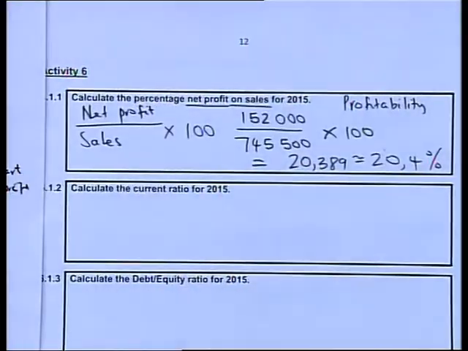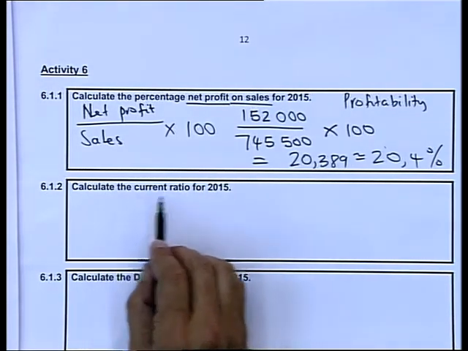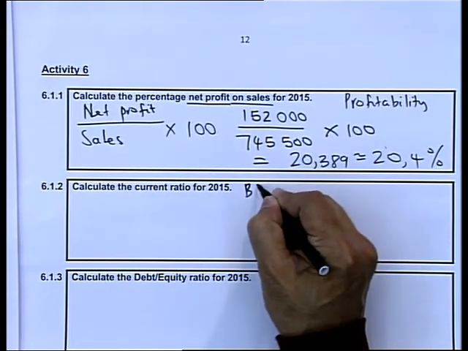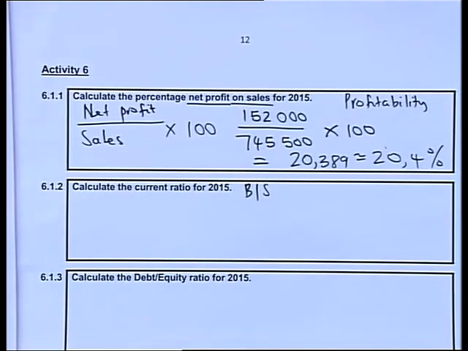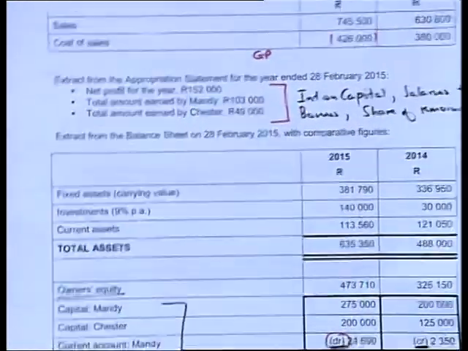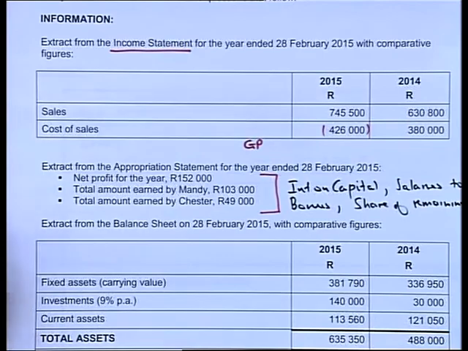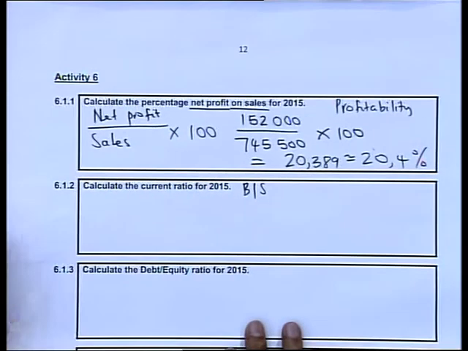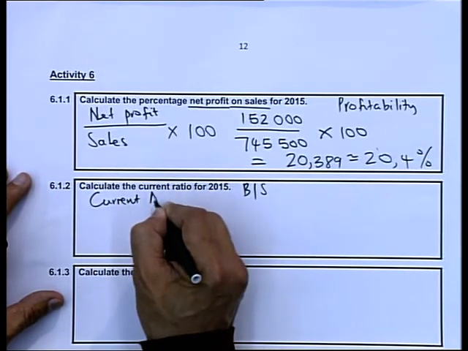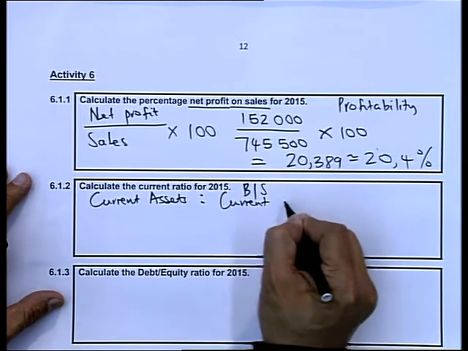But then, the second question, they're telling us, calculate the current ratio. Okay. So that information of the current ratio, I will find in the balance sheet. So when I look at the balance sheet, here's my balance sheet. I see these current assets. Okay, so what is the ratio all about? Here we go. The ratio is current assets is to current liabilities.